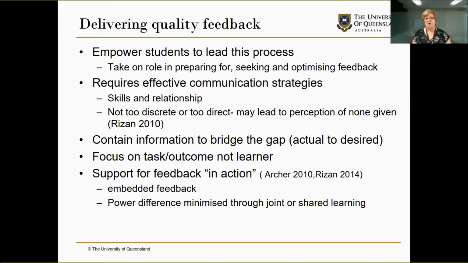I talked about the power differential before, and just a comment to say that how that can be minimised is through joint or shared learning as one option. And so doing things together and letting the student know that we are a team in this particular client interaction can support their confidence to risk the dialogue that otherwise they might not have.